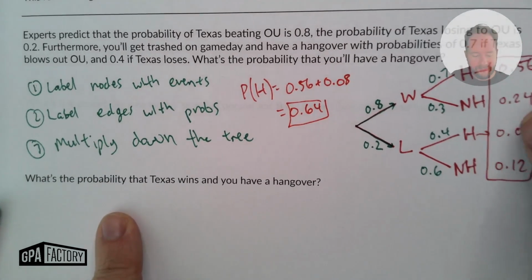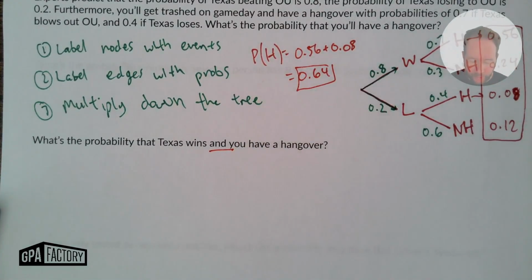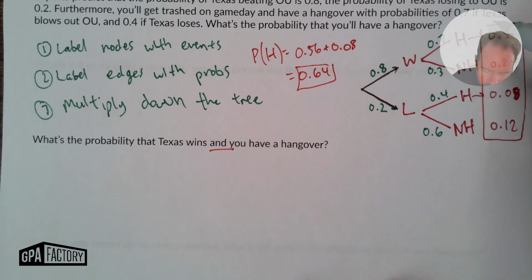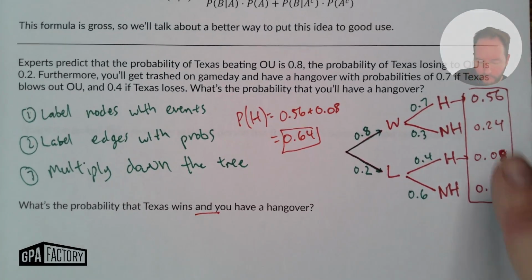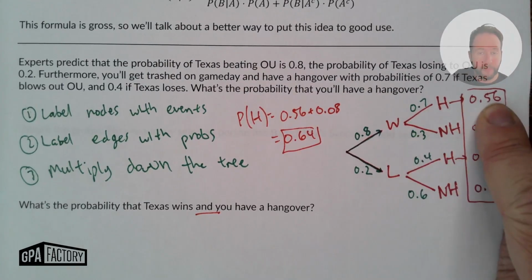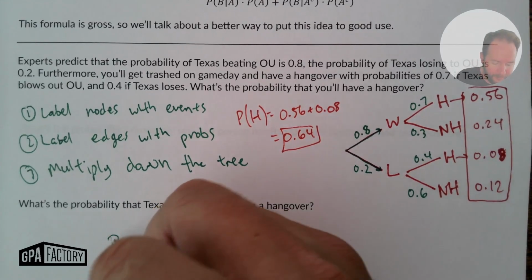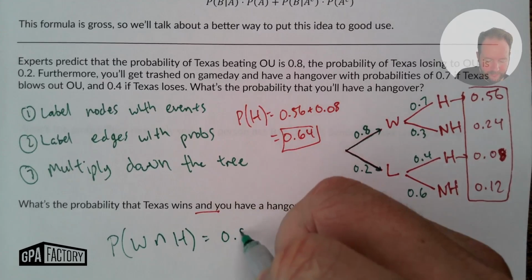Okay, next question. What's the probability that Texas wins and you have a hangover? Once again, I'm going to look at the right side of the tree, and it says hangover, again, is 0.56. I know my head's in the way, so let's kind of scoot this down. 0.56 is the hangover, but it also comes on the heels of a win. So 0.56 is Texas winning and having a hangover. This is the probability of win and hangover. That'd be 0.56.